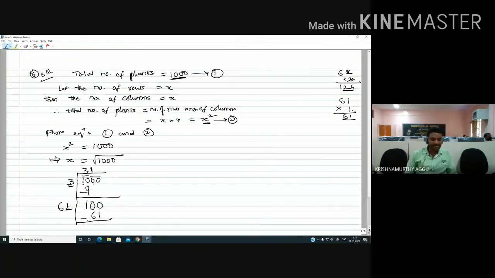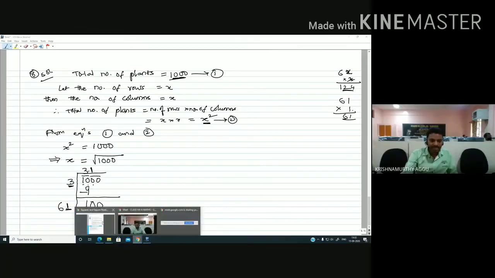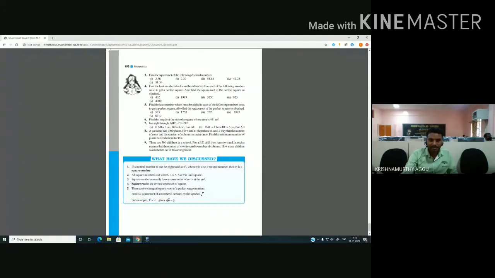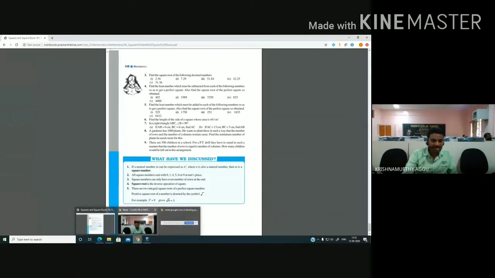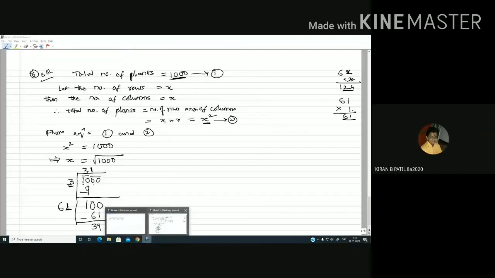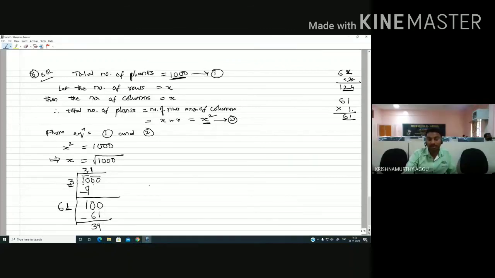Subtraction. How much is left? 39. But in this question, they are asking us to find how many plants he needs more for this. 1000 are not sufficient. We need some more. Not 39 more. Sir, the quotient is only 31. Same process like our previous question.